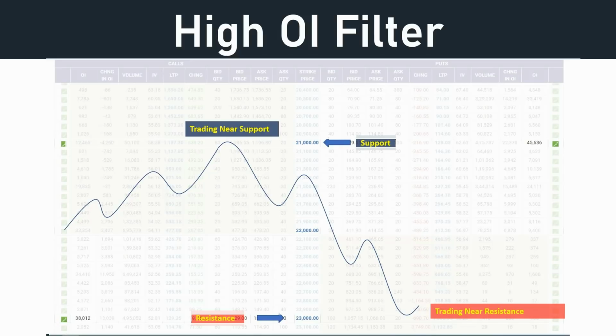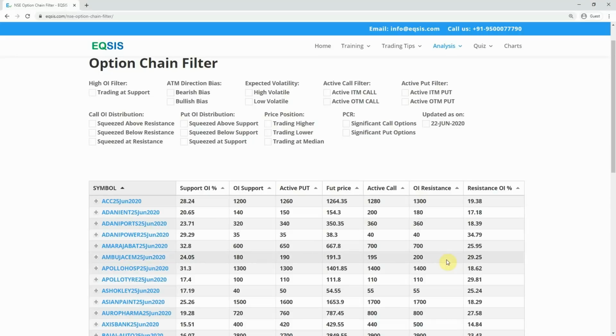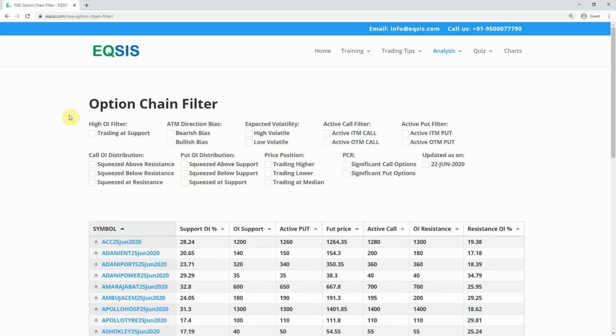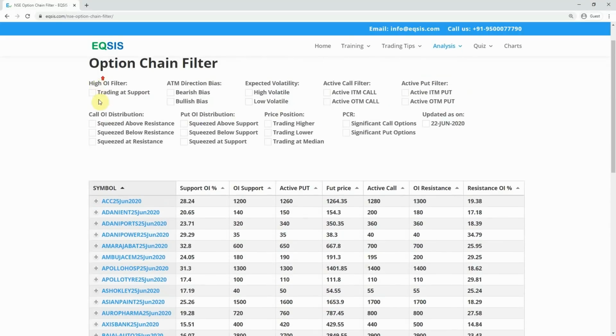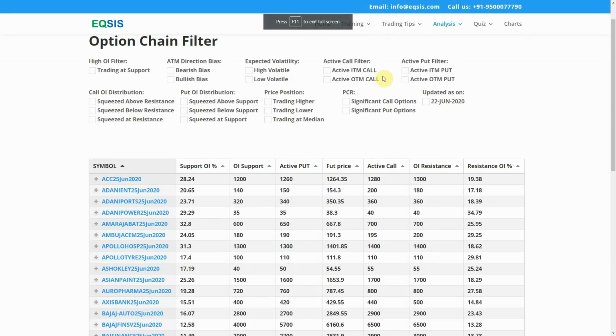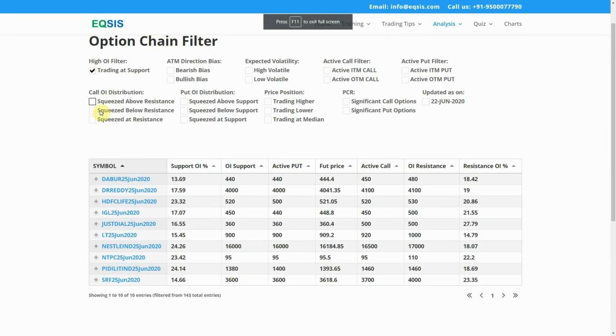So let me actually show that in the table so that you can connect on an ongoing basis. Now what I'm going to do is check this option called trading at support. If I click on trading at support, what happens? It presents me just 10 companies. So these 10 companies are sitting closer to their support level.